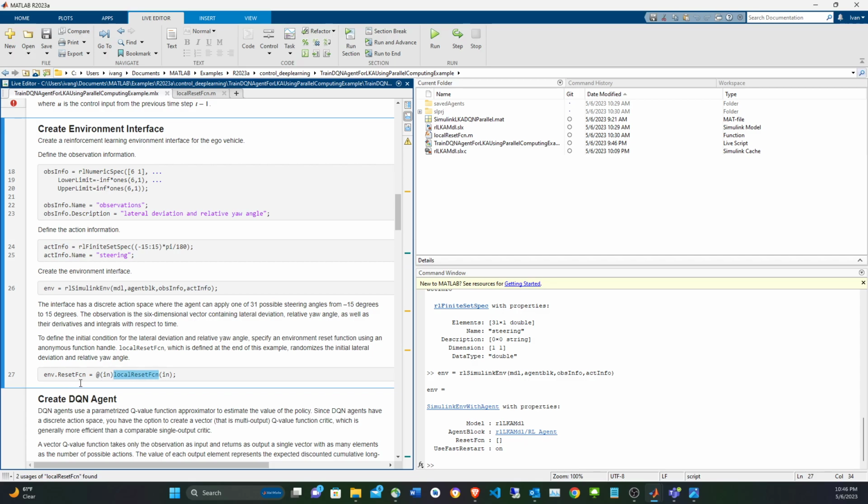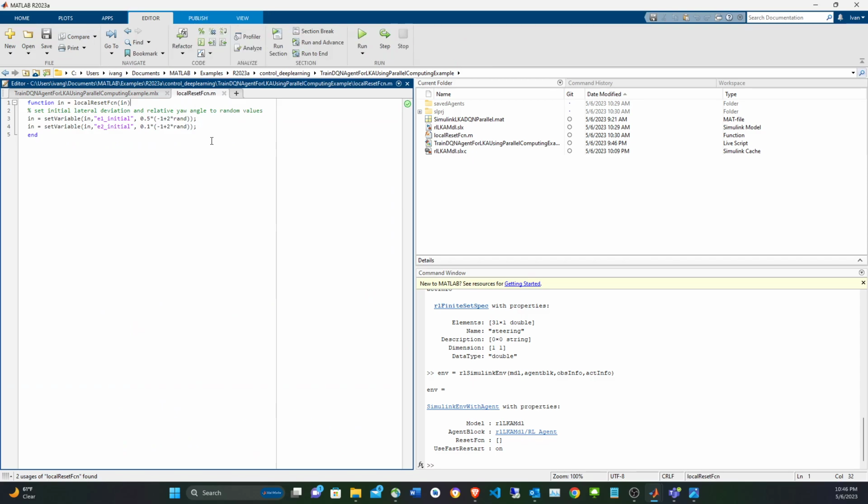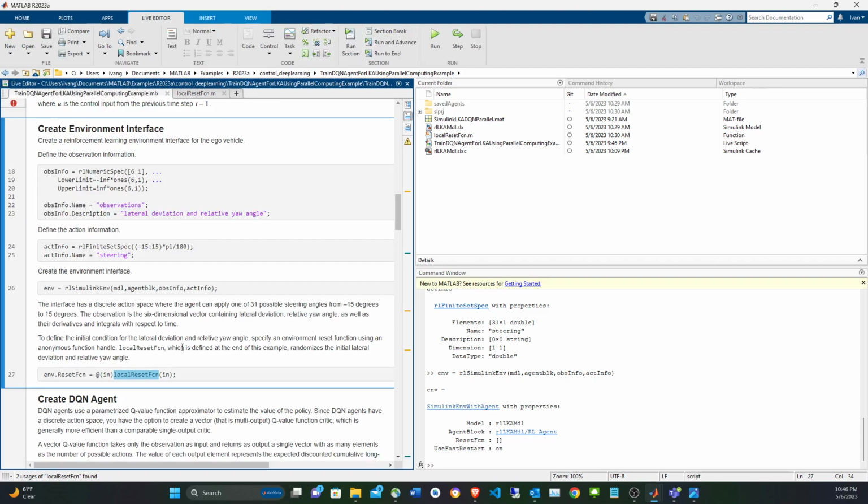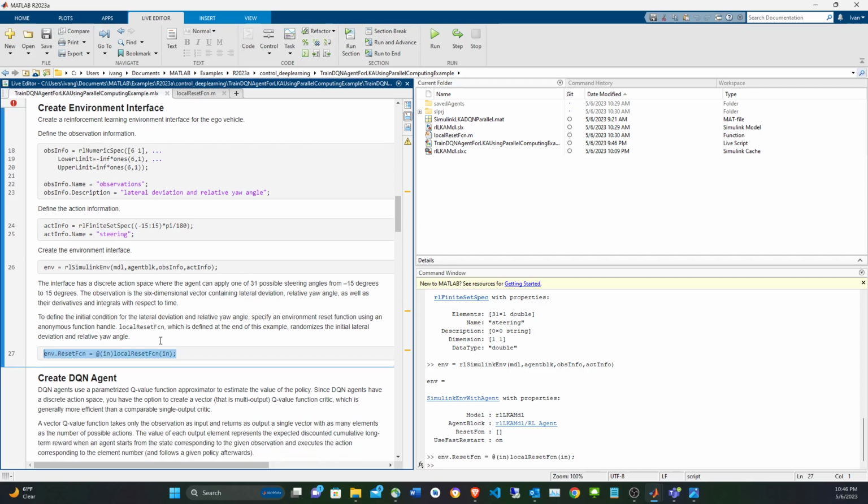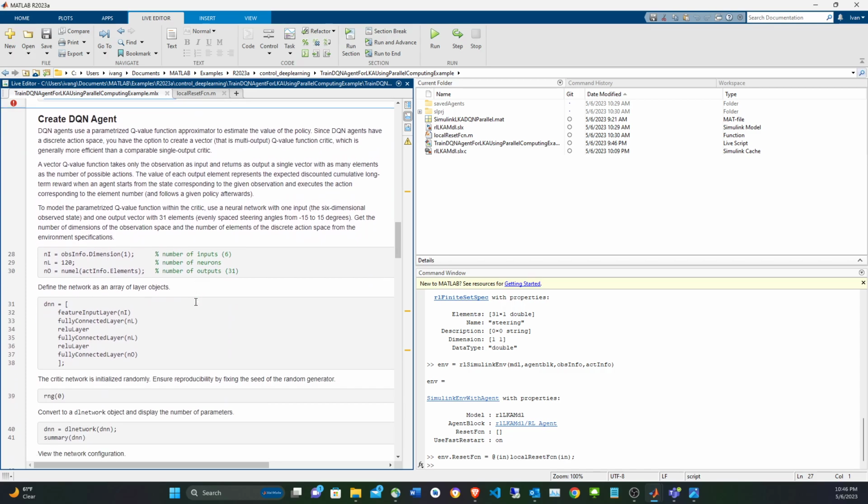So that reset function has to be provided through this lambda, but this lambda goes into a function that we can declare anywhere, or we just can keep it as a lambda. So basically we set the initial values randomly for that deviation, and it's going to be used for each episode. And now we have the environment.